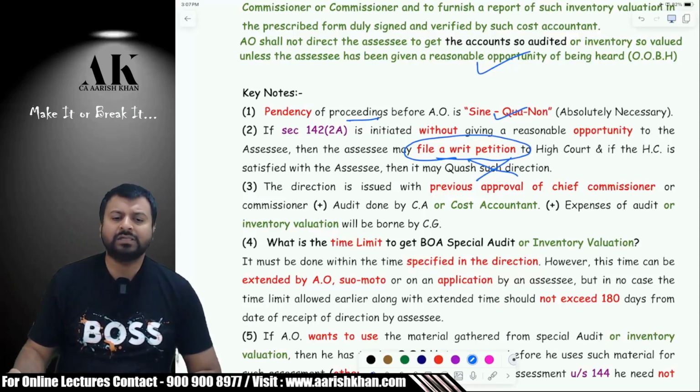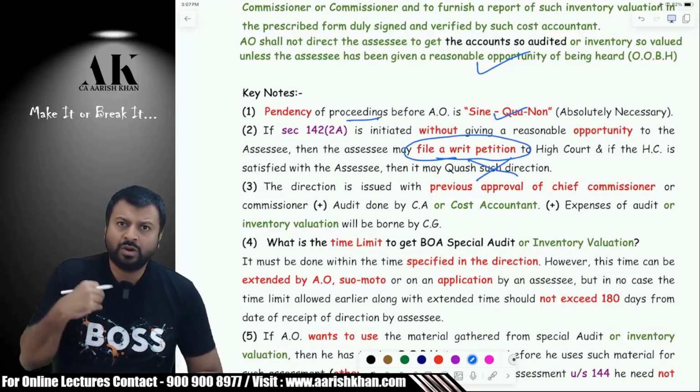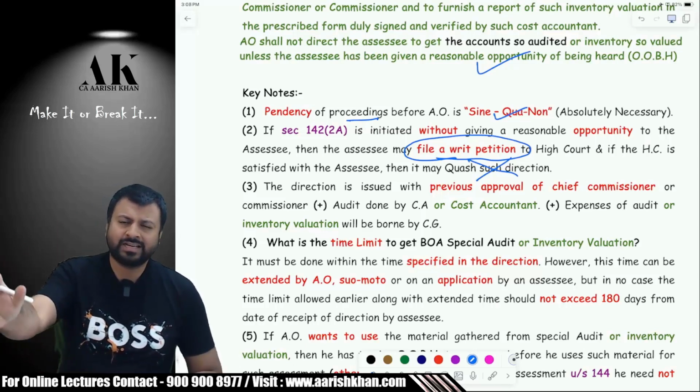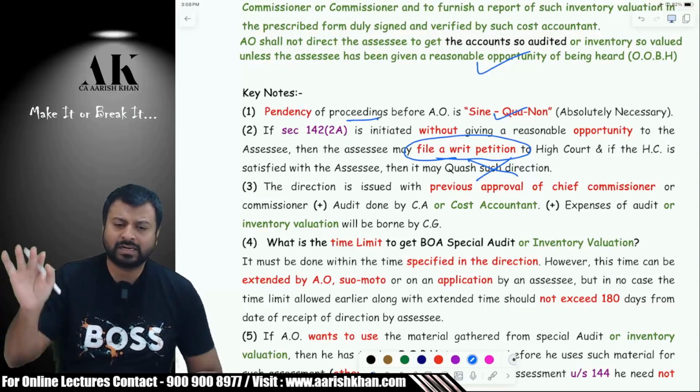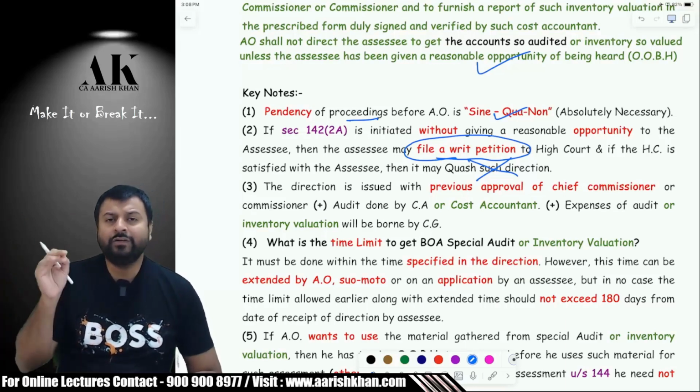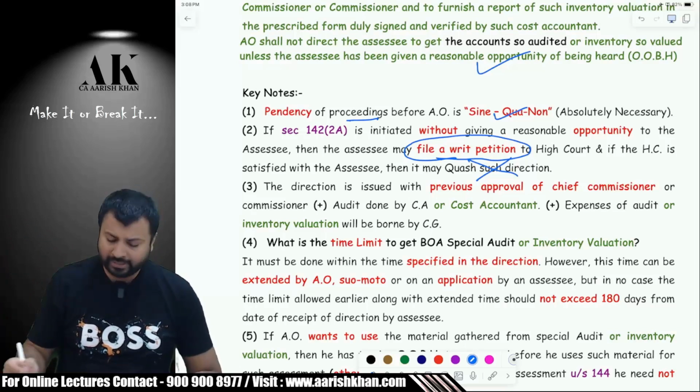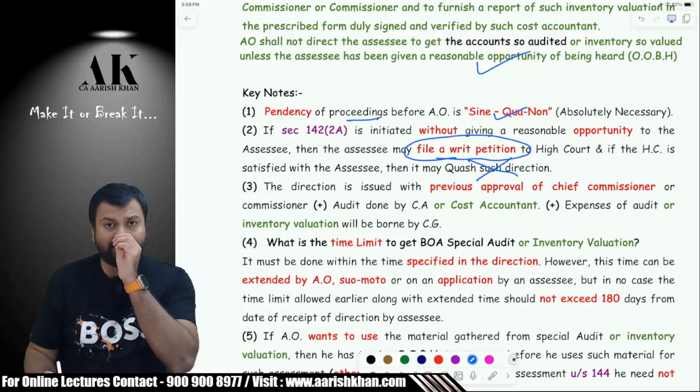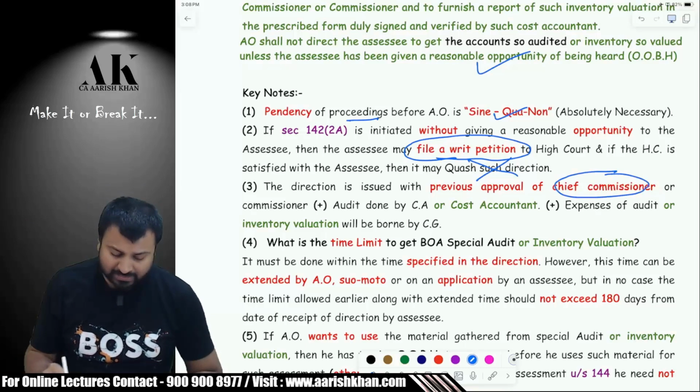Okay. Now, the direction which is given by the AO to the assessee, and the assessee agrees that yes, the books of accounts are complex, etc. Then, who will nominate the chartered accountant or cost accountant? The nomination of chartered accountant and cost accountant will be done by the chief commissioner and commissioner. The audit will be done by the chartered accountant.